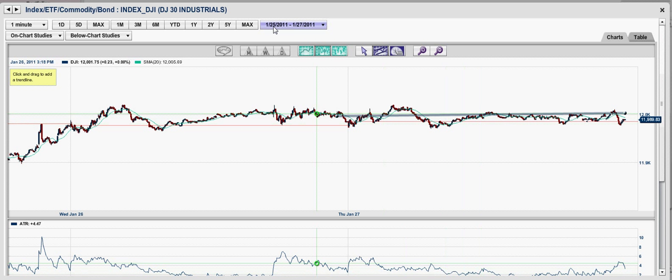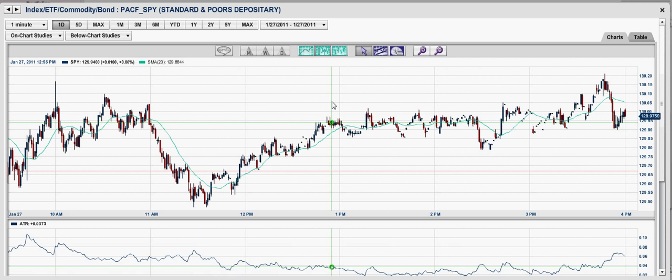So let's go ahead and look at the next chart, which is going to be the Standard & Poor's futures, not the futures, but the Standard & Poor's index ETF. Now, pretty much what happened is that I mentioned that the 130 level could break above it to around 130.20.